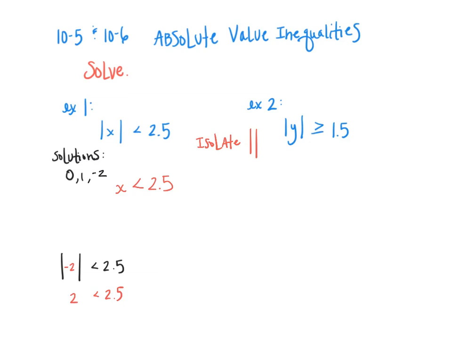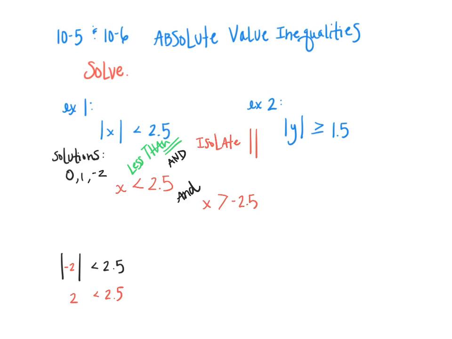Now, notice that this is less than. This is really important: less than, I want you to think of as and. So in class, I'll always say less than, think and. So we're going to write this as a conjunction. x is going to be less than 2.5, and x is going to be greater than negative 2.5.